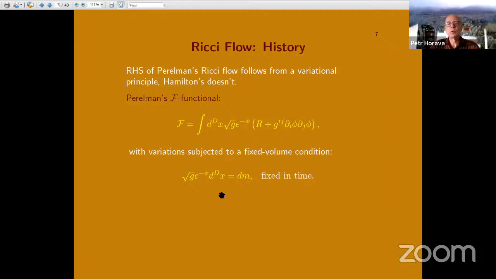But the question will be, if this F plays the role of the superpotential, where is this constraint coming from? If we don't find a good place for this constraint, then we are not making contact with Perelman's version of the Ricci flow. And it will be very intriguing to see where this constraint comes from. It almost looks like the constraint might be a partial gauge fixing of some space-time gauge symmetries.